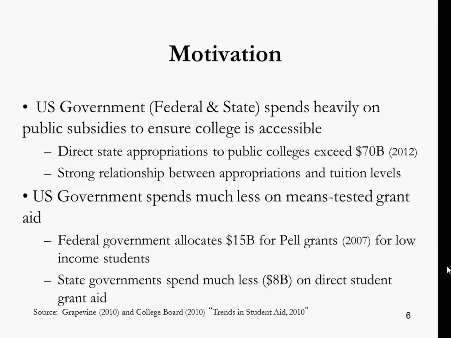Also, the government, as I mentioned before, gives some aid via grants that are means-tested, the biggest program being the Pell Grant, which is in the neighborhood between 15 and maybe closer to 20 billion nowadays. State governments have their own grant aid, which is much less, roughly about half the size of the federal programs.